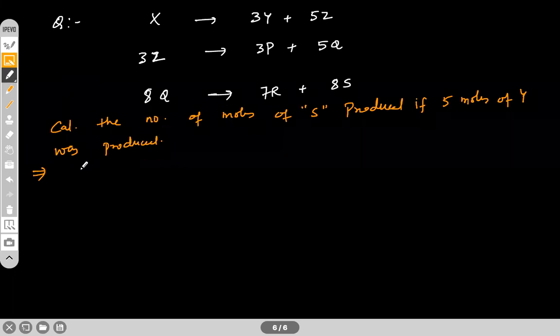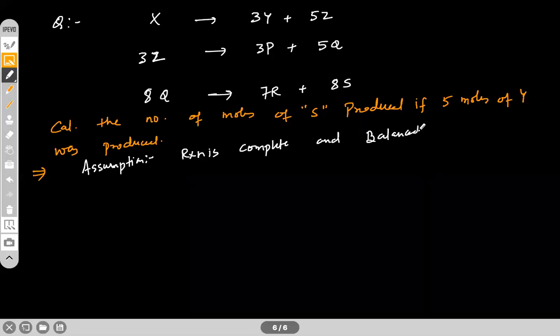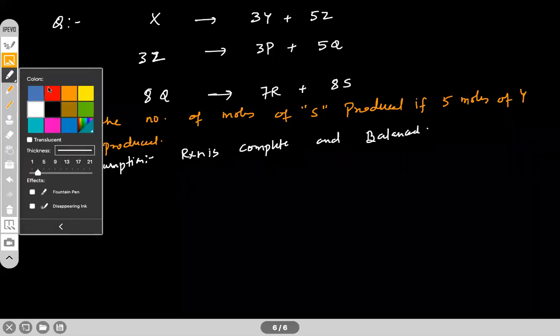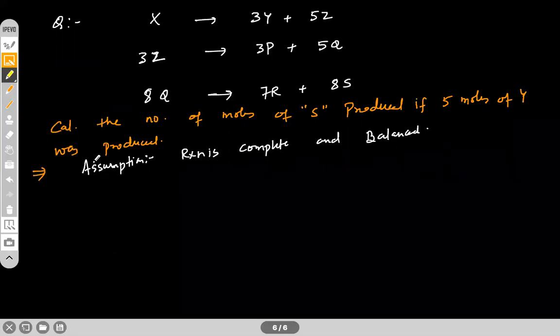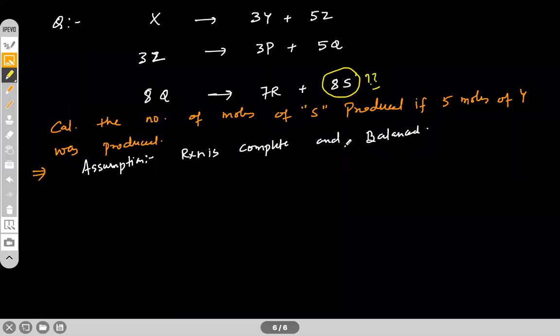So the first assumption we are making here is that the reaction is complete and balanced. Now, the question is we need to find out the number of moles of this S produced, if the number of moles of Y is given, and this is 5 moles.